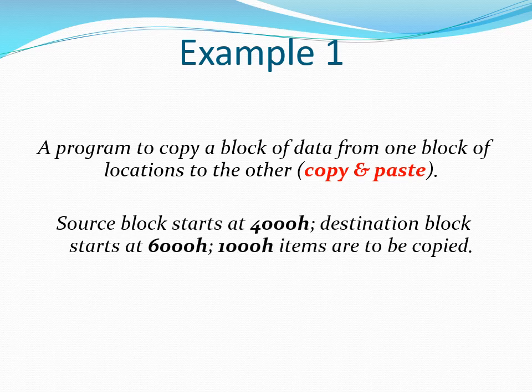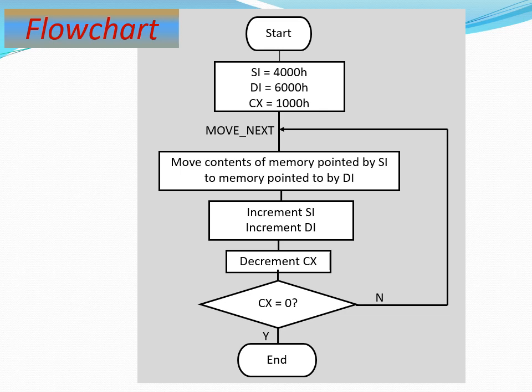Let's illustrate the use of flowcharts in the development of programs using a program that copies a block of data from one block of memory locations to another block. We can call it the copy and paste program. The source block starts at 4000H, the destination block starts at 6000H, and 1000H items are to be copied. Here is the flowchart for our solution.